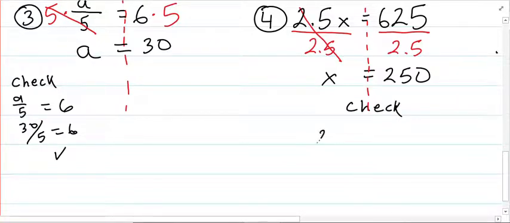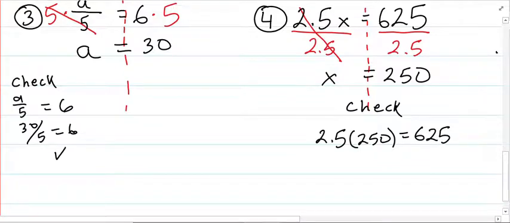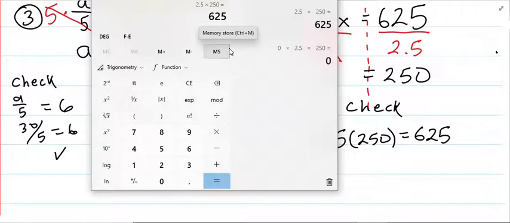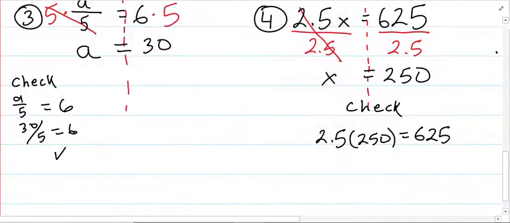Instead of 2.5 times x, I'm going to write 2.5 times 250 and see, does that equal 625? I might use my calculator to help me check this and type 2.5 times 250 in the calculator. 2.5 times 250 equals 625. My answer checks out. So I'm correct there. Let's move on to two-step equations. We've done one step. Let's look at two-step equations.